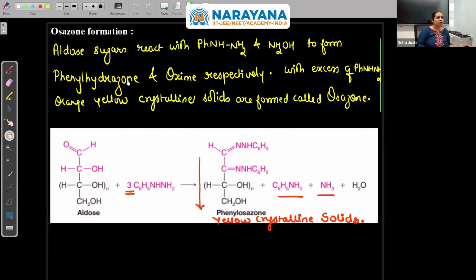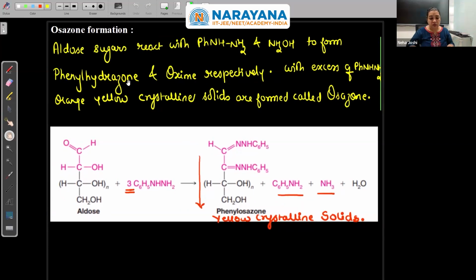So let's start. Yesterday we completed the entire chapter on carbohydrates. One reaction which was neither in NCERT nor clearly mentioned in our brochure, but is one of the very important reactions, I just reviewed it. Okay, let us add this also. I'm adding this: osazone formation.